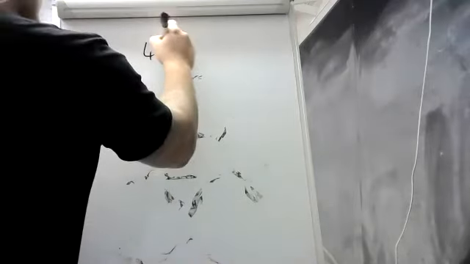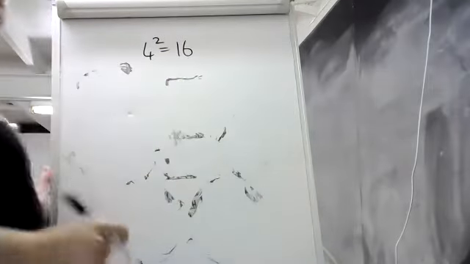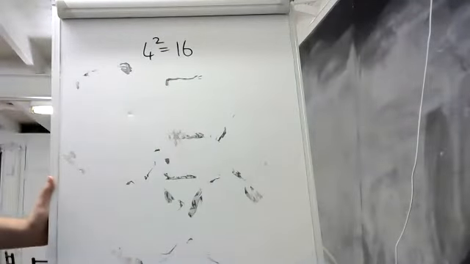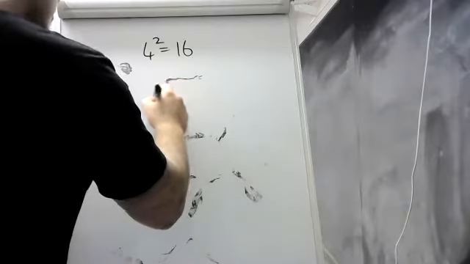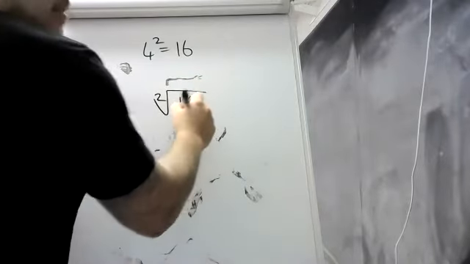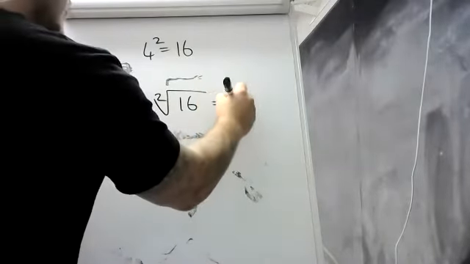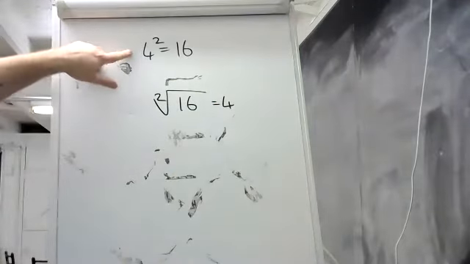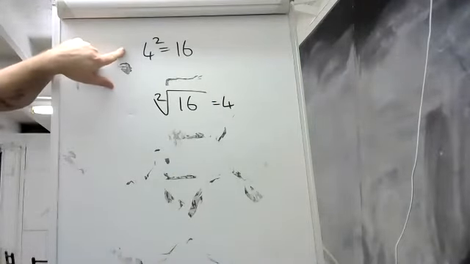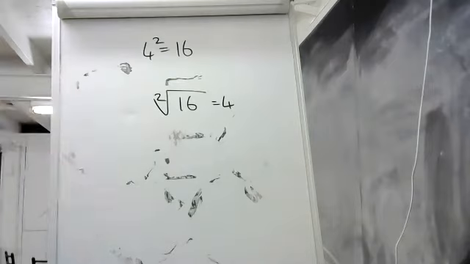Grade 10. So now we've got roots. We're used to square roots, right? So 4 to the power of 2 equals 16. But the square root of 16 equals 4. So here we've got the square root, and we can do the inverse of that and go back to 4 squared.